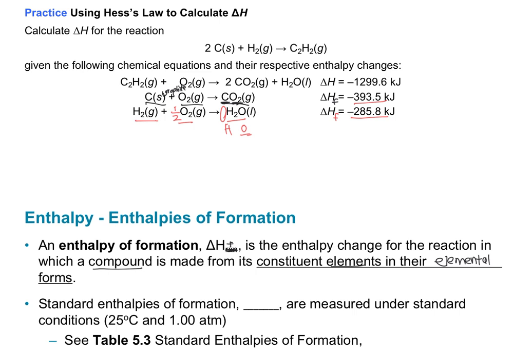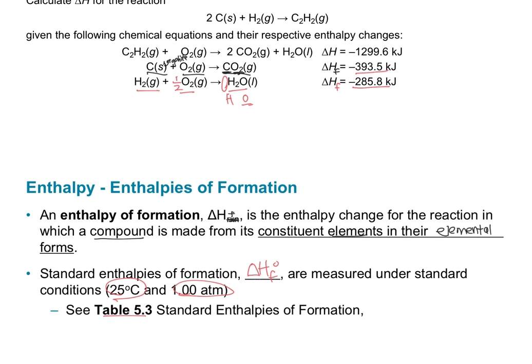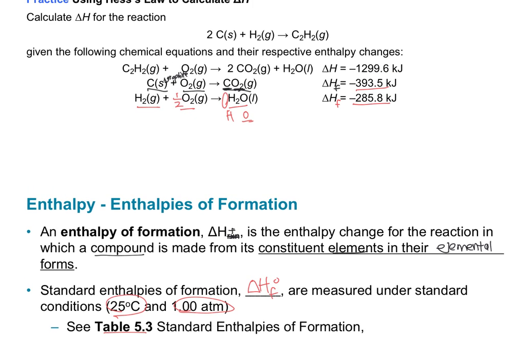Key thing here is that standard enthalpies of formation, or delta H sub F, with this knot up here, means that this is measured under standard conditions, which is 25 degrees Celsius and 1 atmosphere. And you can find a table of these values for lots of different compounds in table 5.3. It's also found in the back appendix of your book.